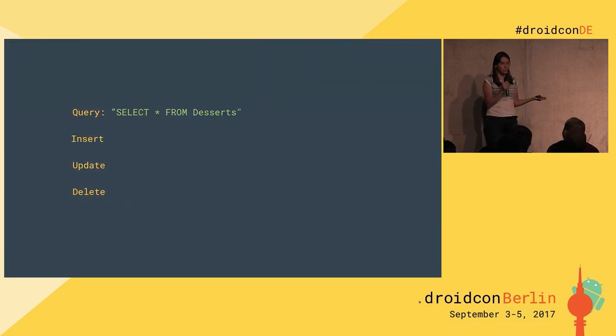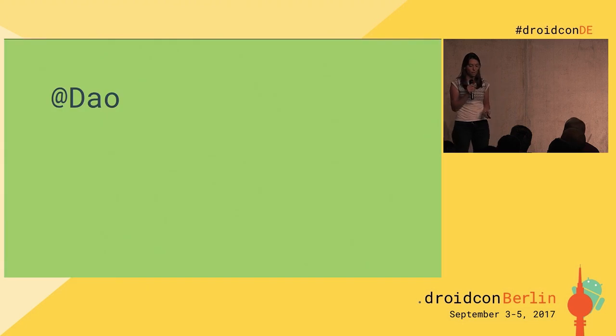So what can you do with Room? We have our table. We want to access it. So we want to provide those query, insert, update, delete methods. We do this with the @Dao annotation. DAO stands for data access object.